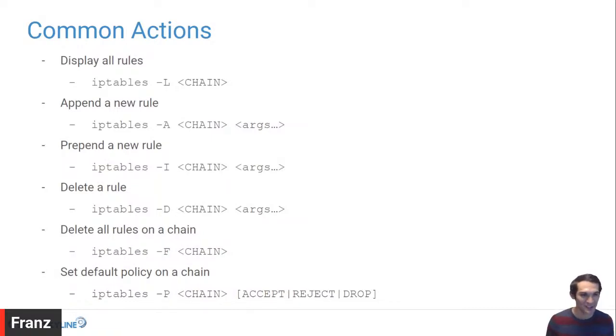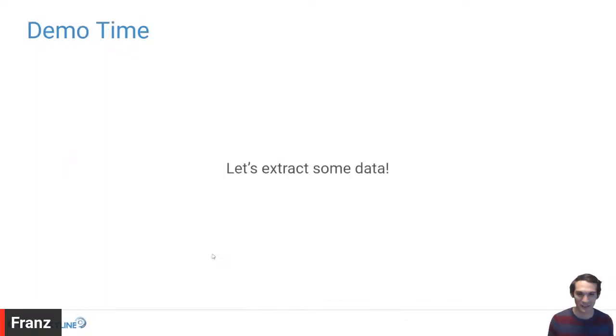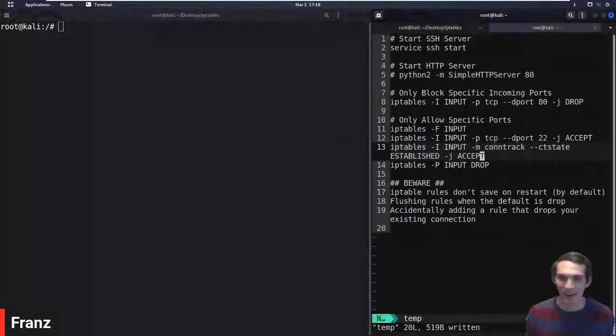So let's actually go and try this out. Let's have a little bit of a demo. I'm shifting over here to my Kali machine, and what I have on the left panel is a Docker image of a Debian machine that has iptables installed. And I'm going to show you what we've got here with our defaults and try to run through a couple of scenarios.